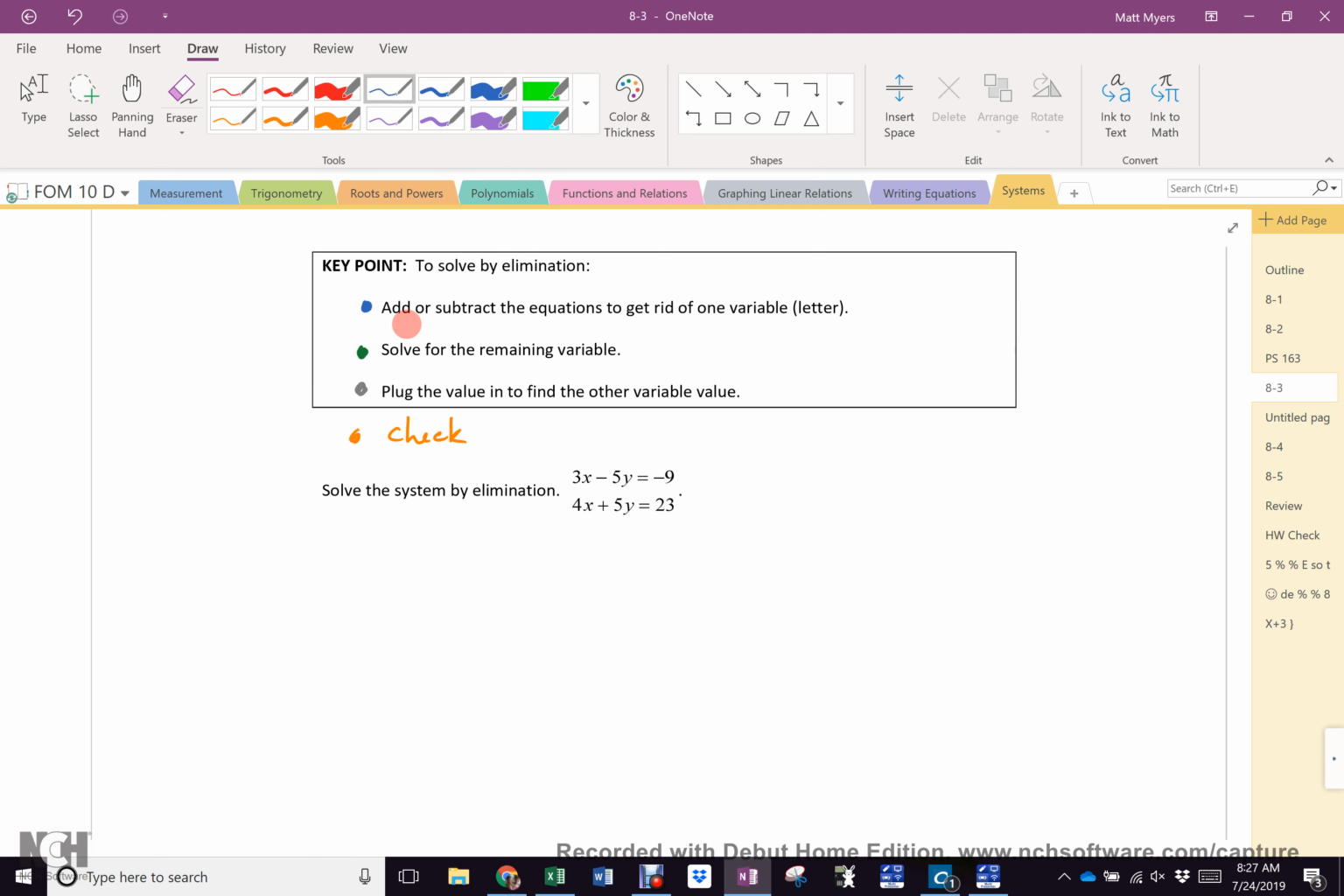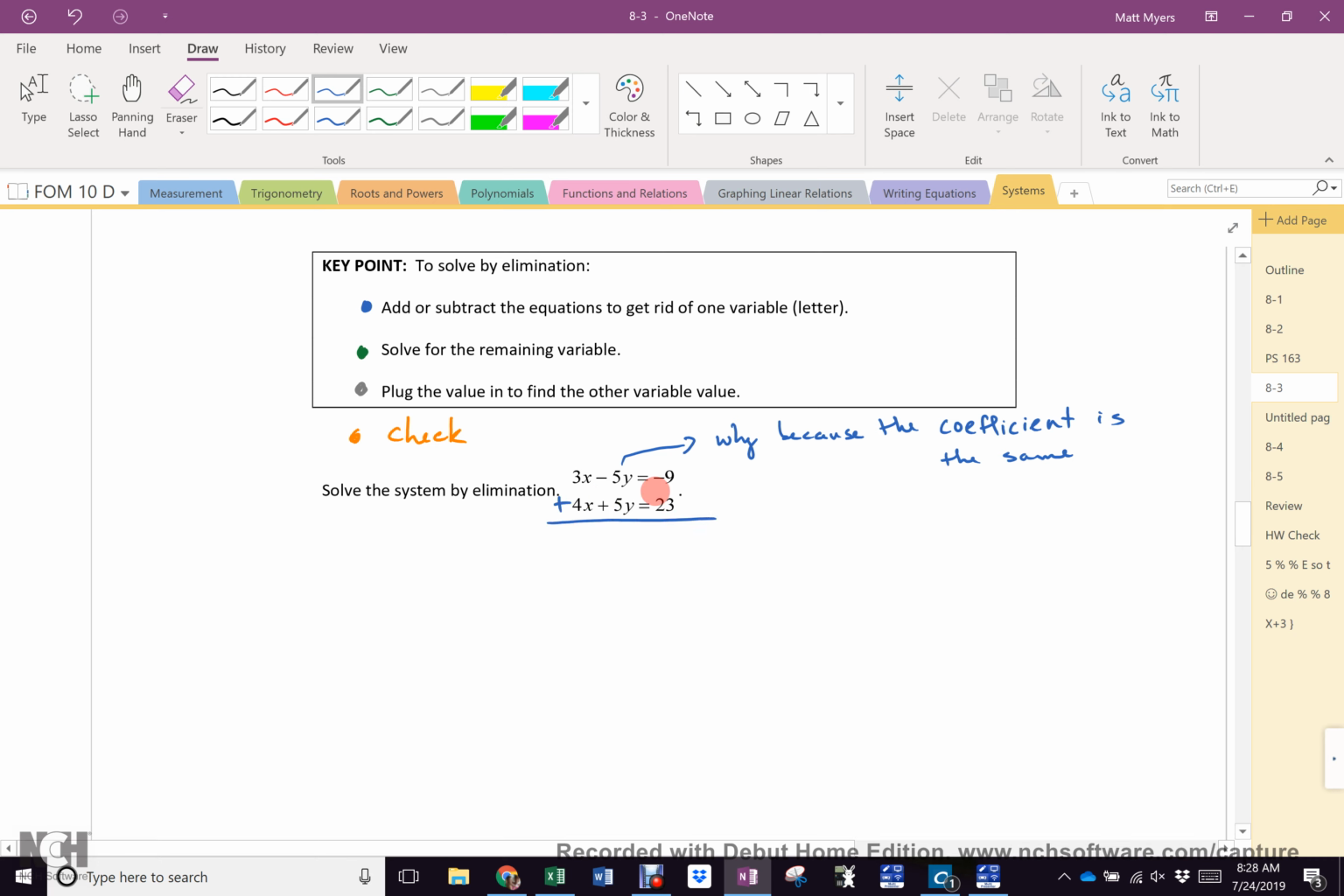So let's look at this first one. Add or subtract the equation to get rid of one letter. Where is there a letter I can get rid of here? I can get rid of y. Why can I get rid of y? Because the coefficient is the same. It doesn't matter if it's positive or negative. Okay, since they are opposite signs, what are we going to do? Add or subtract? We are going to add.